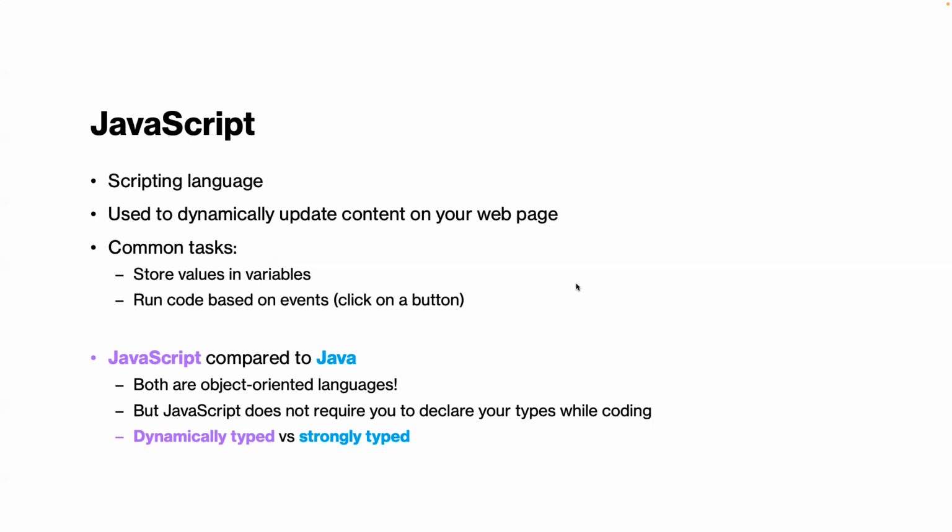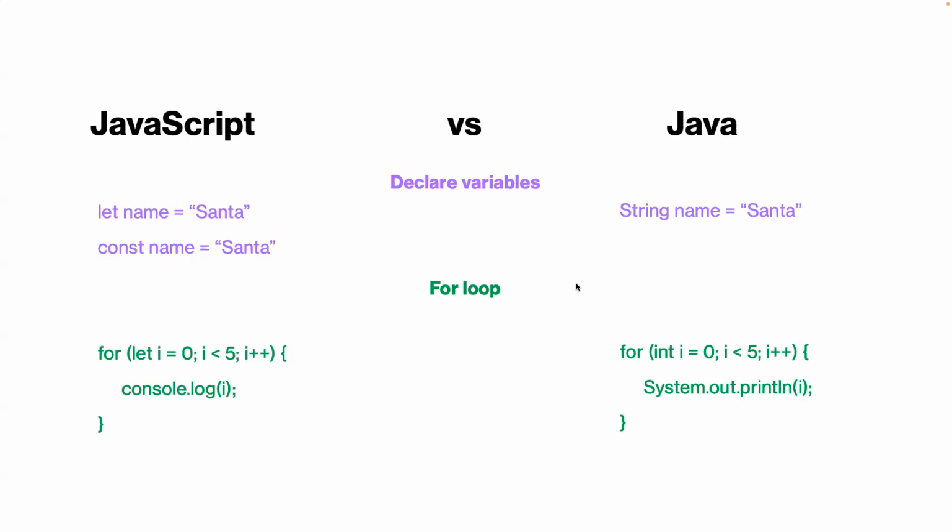So the compiler figures it out at runtime, rather than it being strongly typed, where you yourself as a programmer have to tell it right away when you create the variable, this is a string or this is a number. So this is just kind of a quick preview to show you that it's not that different from Java, but this is the difference in typing.